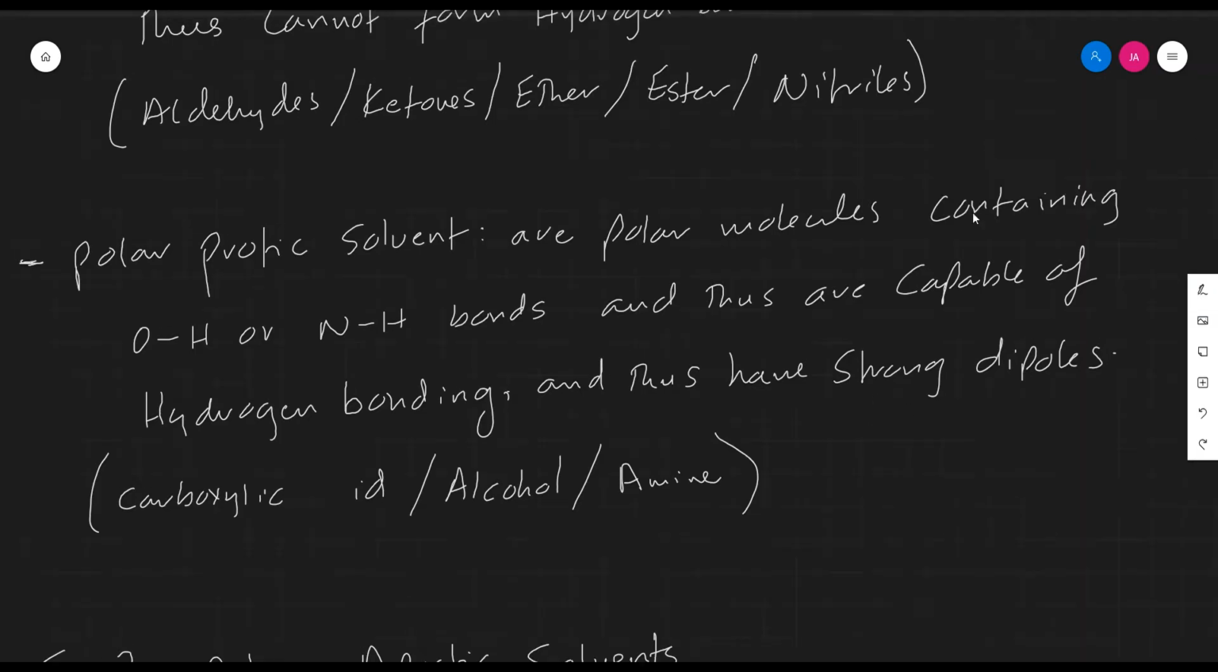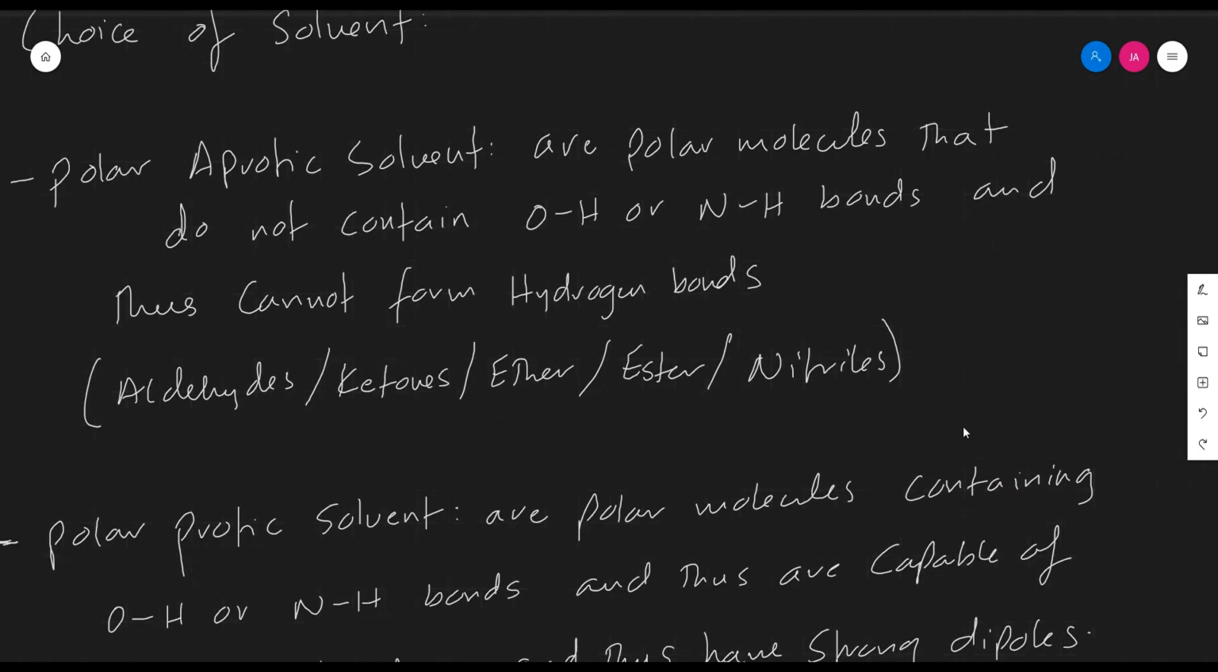On the other hand, polar aprotic solvents do not contain OH or NH bonds and thus are not capable of hydrogen bonding and do not have very strong dipoles in comparison with those that contain NH or OH bonds. Examples of polar aprotic solvents from the homologous series we've learned so far are aldehydes, ketones, ethers, esters, and nitriles. None of these functional groups contain an NH or an OH bond.